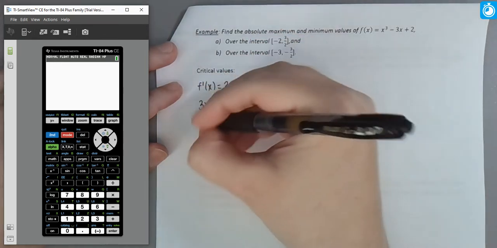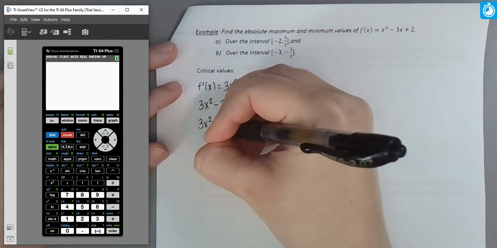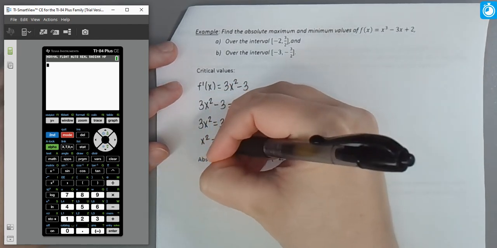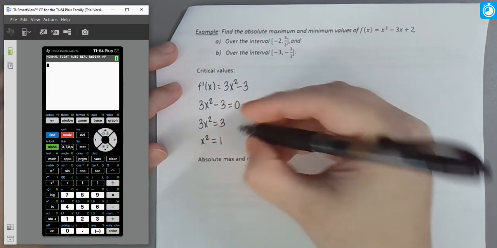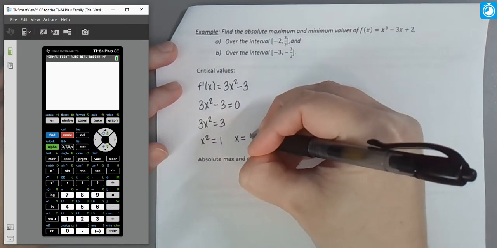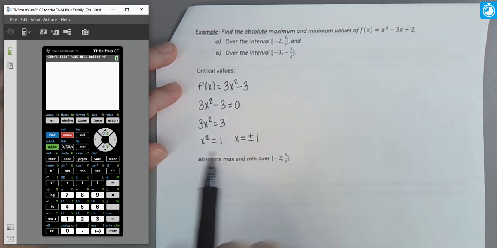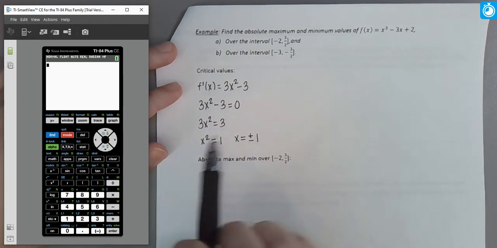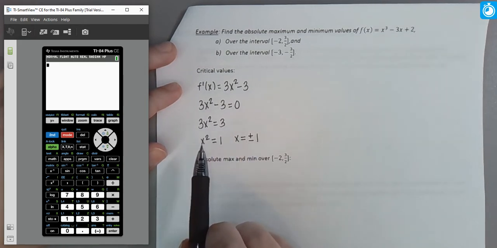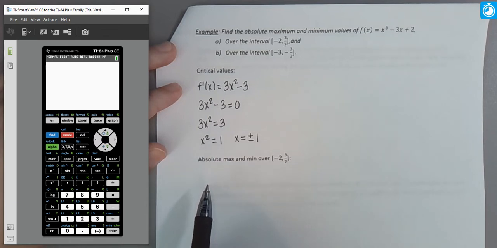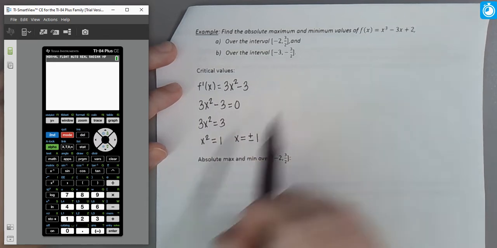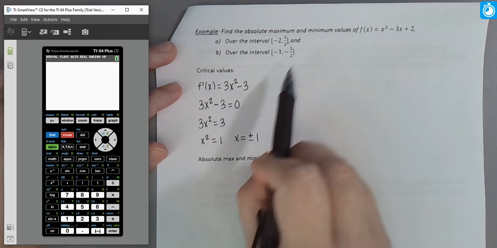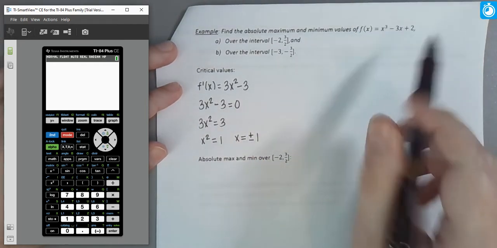So I'm going to add my 3, move it over. So that gives me 3x squared is equal to 3. If I divide by 3, I have x squared is equal to 1. And so that means x is going to be positive or -1. Don't forget, when you take the square root in an equation, you have to have a plus or minus in order to indicate that two different values could be squared and result in an output of +1. So these are going to be the two critical values for this particular function. These are the possible locations of valleys and peaks on this particular function's graph.